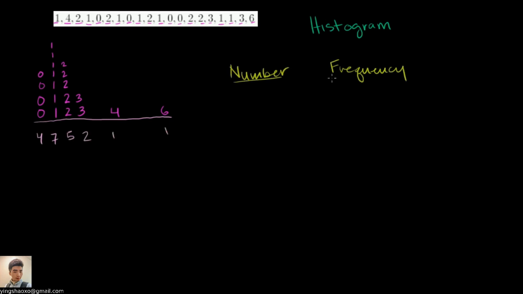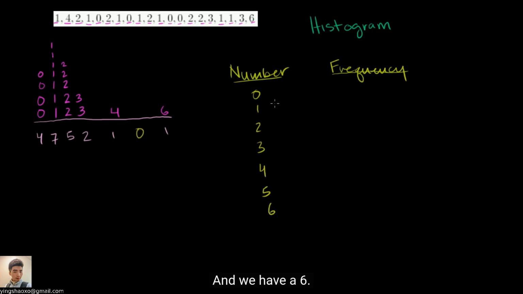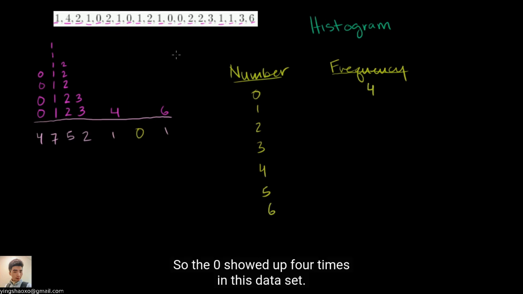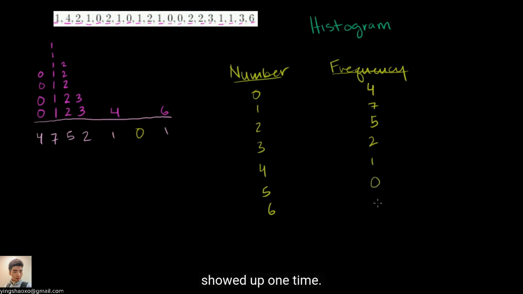So I have the numbers 0, 1, 2, 3, 4, and we can even throw 5 in there. 5 has a 0. We have a 6. So the 0 showed up 4 times in this data set. 1 showed up 7 times. 2 showed up 5 times, 3 showed up 2 times, 4 showed up 1 time, 5 didn't show up, 6 showed up 1 time. So all I did is I counted this data set.